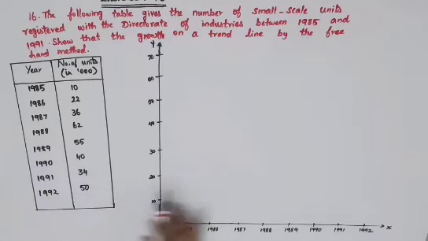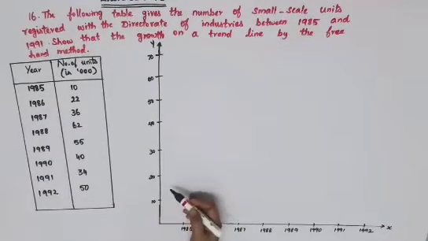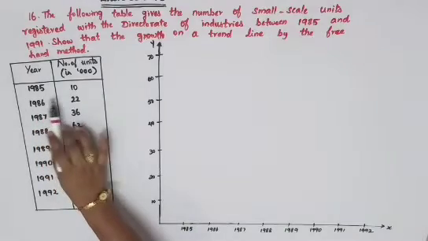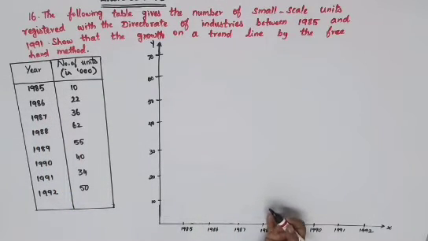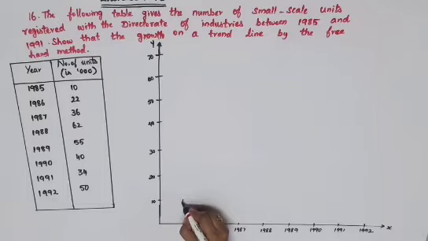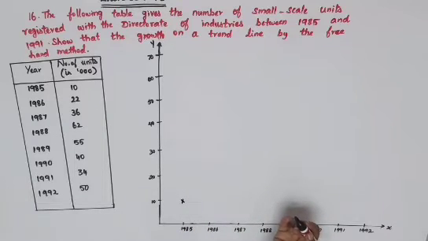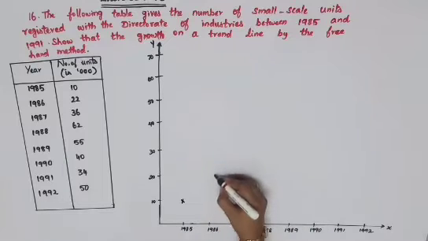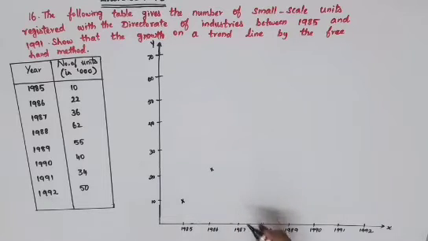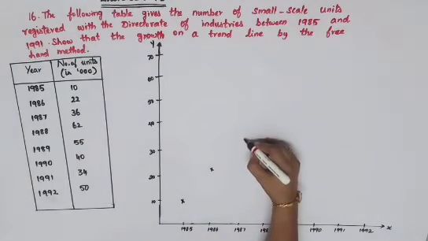First we will just plot these values in the graph. Okay, so along the x-axis I have taken the years and along the y-axis the number of units. So in 1985, 10 units it is given. So straight to 10 and 1985 we'll just plot a mark. Okay, the next one is 1986 and 22. So 1986, 22, straight to here somewhere you will have it. So here. So next value is 1987, 36. So straight to 1987, 36, here somewhere you will have 36.